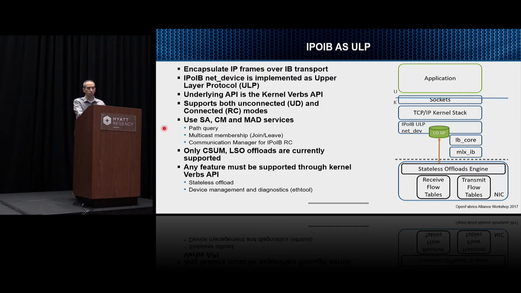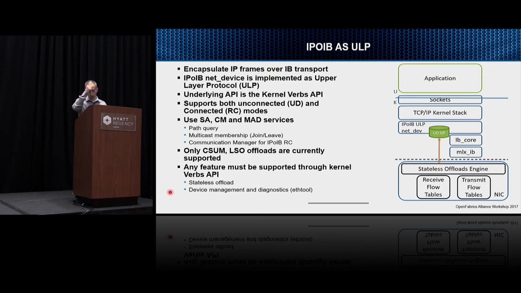The ULP uses RDMA services as the subnet agent, the communication manager in case of RC, and MAD services. Today, the ULP is capable of performing checksum and large send offload in terms of stateless offload support. And of course, we would like to add many more, and any new feature, if we go by the book and by the way it is coded today, every such feature needs to be exposed through the kernel verbs API initially, and only then it can be added to the IP over IP ULP.